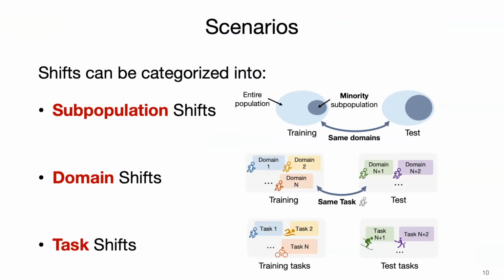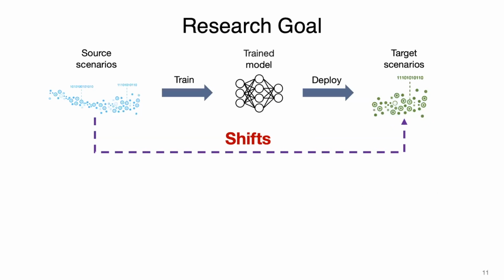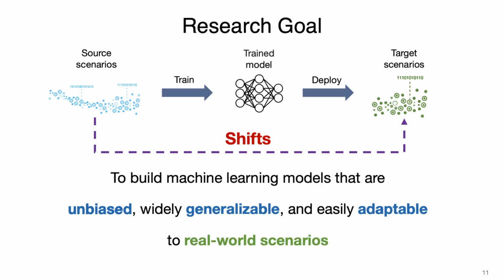Okay, up to now, we already mentioned 3 different kinds of shifts and some real-world applications for each of them. In the next few slides, I would like to mention my research goal and my research overview. Basically, my research goal is aimed at handling the shift issues in the machine learning pipeline, and specifically building machine learning models that are unbiased, widely generalizable, and easily adaptable to real-world scenarios.